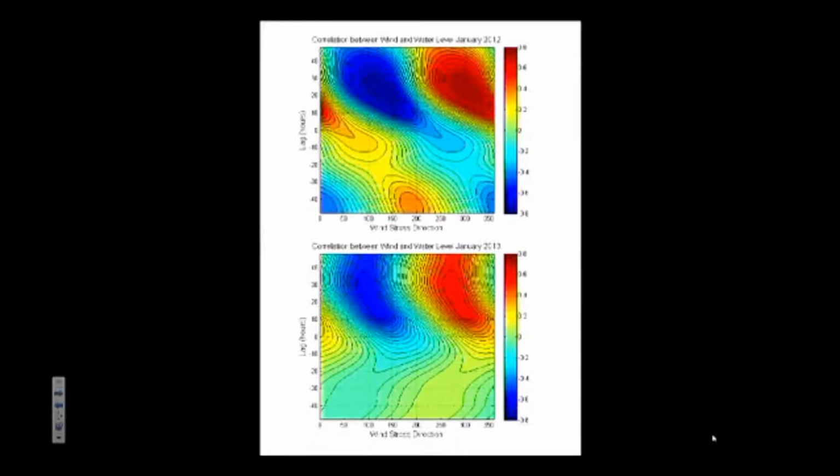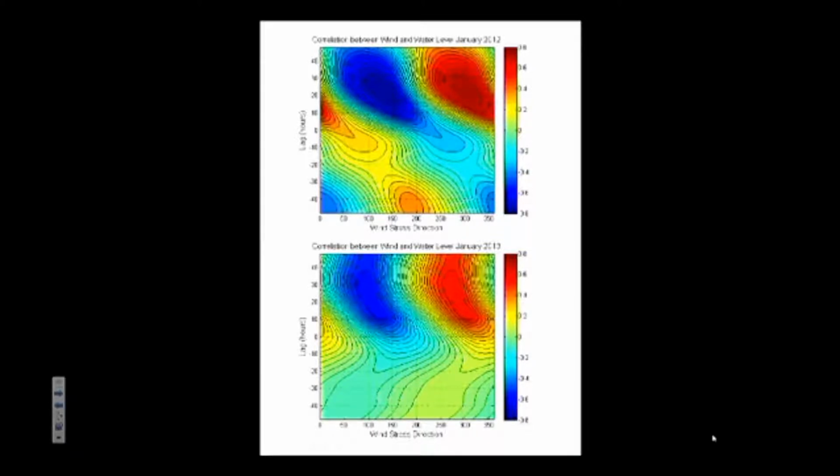So this indicates that it's not just along-shore, along-lagoon winds that are driving the sea level fluctuation. Cross-shore winds at short lags between wind and water level have a significant influence. So this is 2012, and in 2013 we see basically the same type of response. At long period, coastal forcing; as you go to shorter lags, you get some cross-shore wind effects. So it's not quite as simple as a long-shore wind forcing.